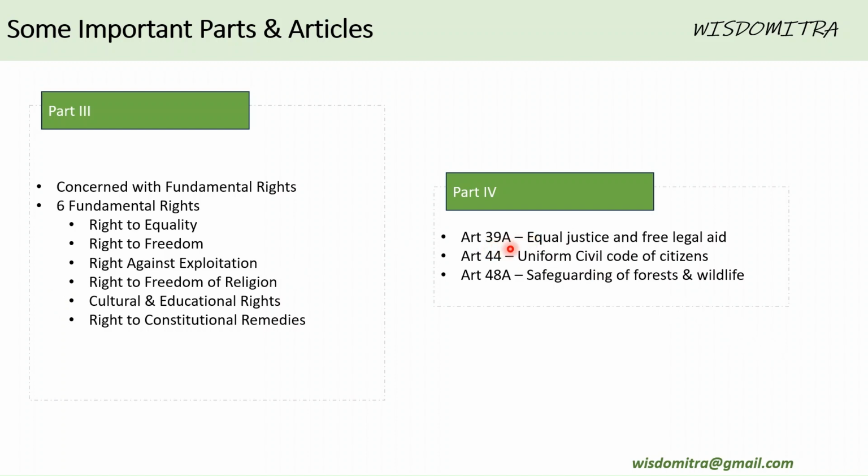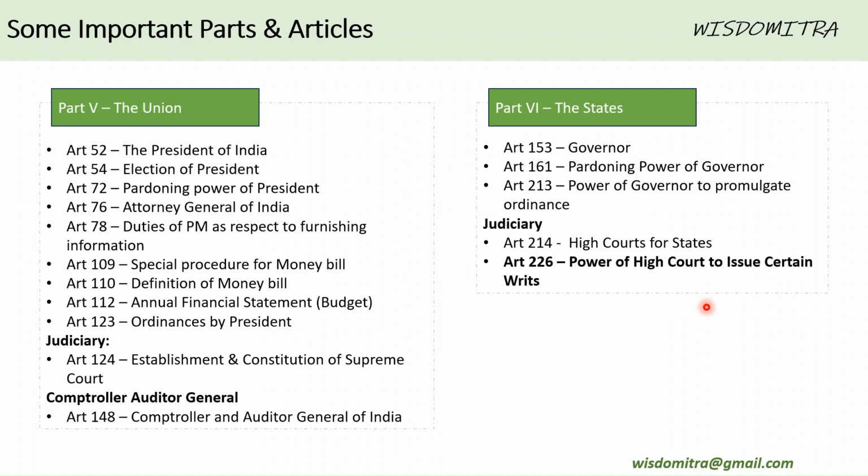Again, if you look at a suffix, you understand that it has been added later. At equal justice and free legal aid, Article 44 Uniform Civil Code, 48A Safeguarding of Forest and Wildlife. So these articles under directive principles, part 4, are like really important, and you're supposed to remember these.